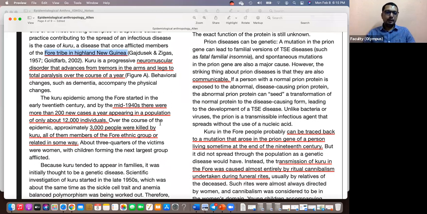It started spreading in this particular tribe in the early 20th century. By the mid 20th century, about the 1940s, they saw 200 new cases of Kuru every year. And how many people were living there? Only 12,000 individuals. Every year, 200 people were affected. That's a significant number. Over a period of time, almost a quarter of this tribe was killed. 3,000 people died of Kuru.